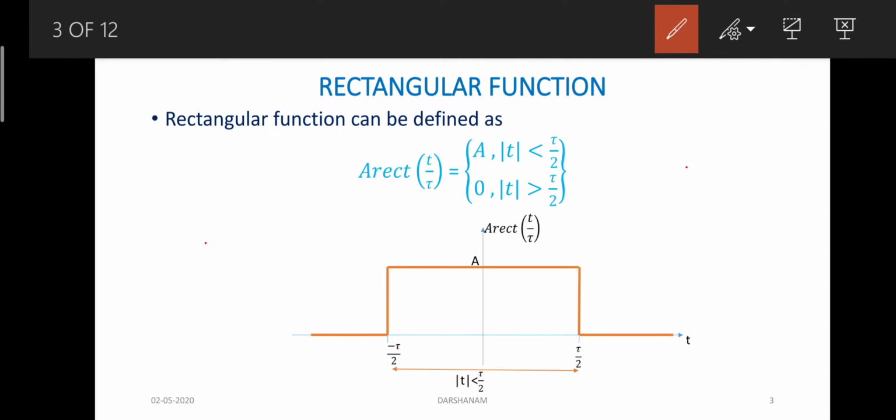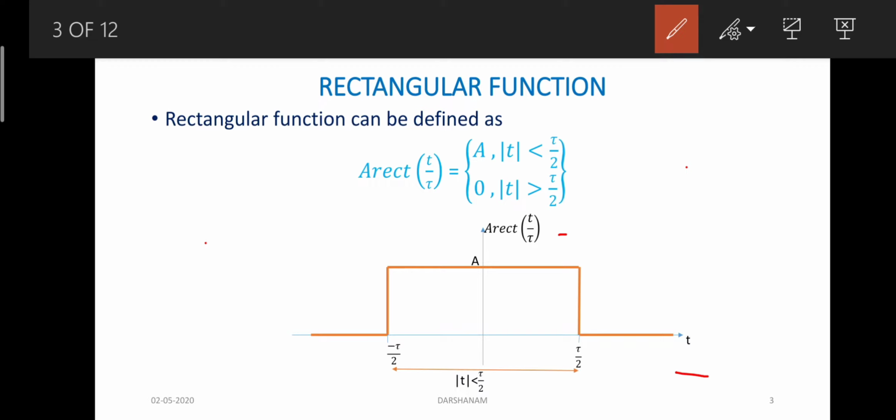The rectangular function can be defined as A rect(t/tau) equal to A for |t| less than tau/2 and 0 for |t| greater than tau/2. Here we can draw the waveform using this definition. On the y-axis it is A rect(t/tau) and on the x-axis it is t, for |t| less than tau/2. We know that |t| includes minus t and plus t.